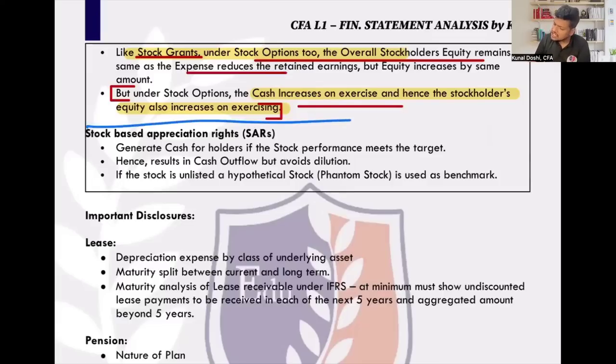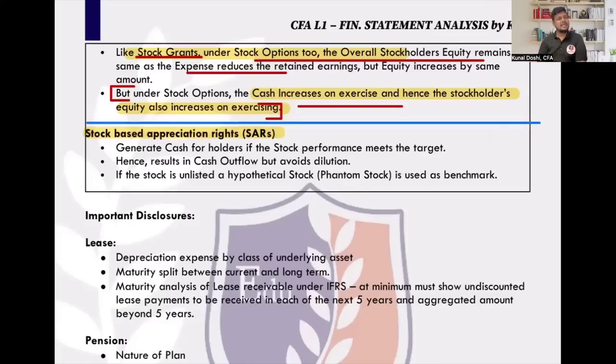Then there is a small discussion in your notes about stock appreciation rights. In this case, if the stock performance increases, the company doesn't issue shares. The company gives cash if the stock's performance increases. It's the opposite of stock grants. In a stock grant, if the share price performance increases, more shares are given to you for free. Here, shares are not given, cash is given. So there is a cash outflow, but it avoids dilution.